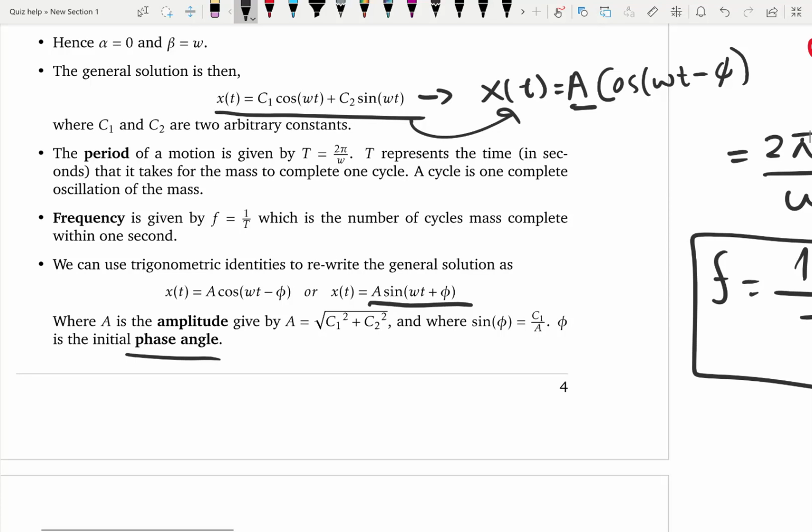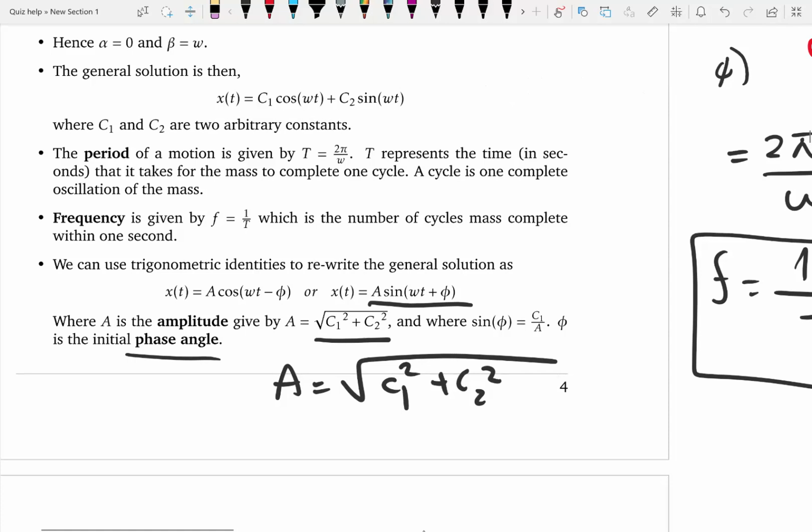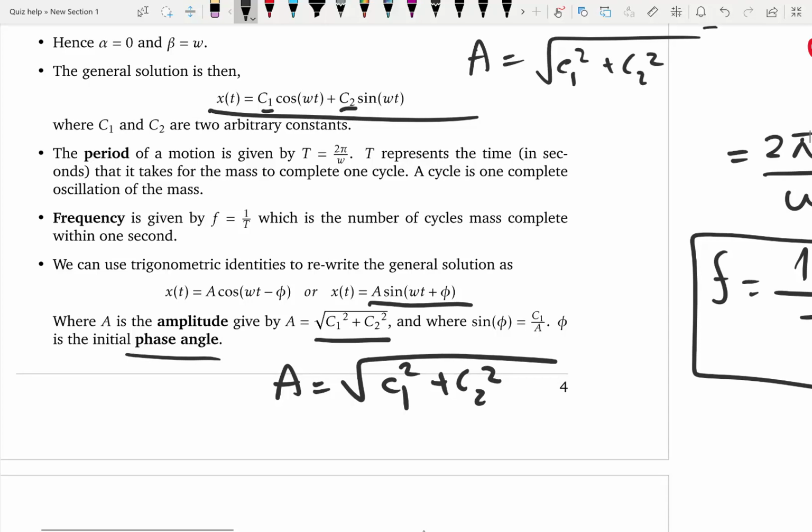But it has a connection with how to find the amplitude. It turns out the amplitude is actually the square root of c1 squared plus c2 squared. So whenever you get the solution, don't worry about this trigonometric simplification. When you get the solution, you get two arbitrary constants, c1 and c2. If you are asked to find the amplitude, you square those constants, add them, and take the square root, and that is your amplitude. That is the only thing that you need to know, okay?